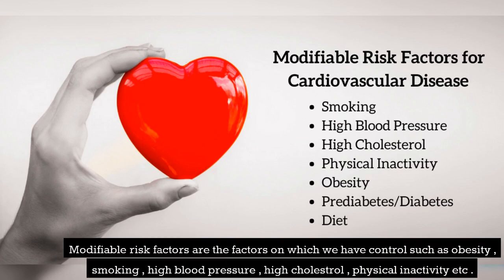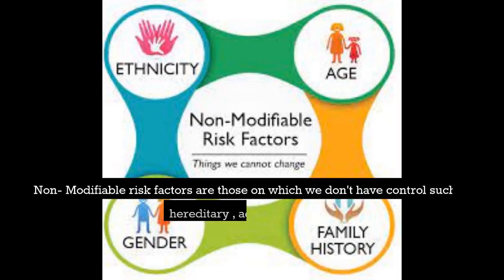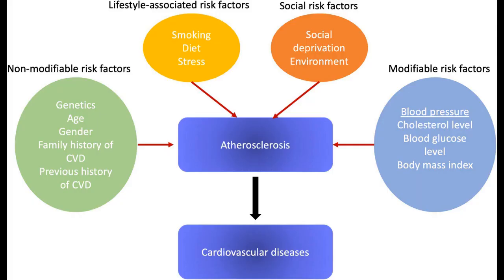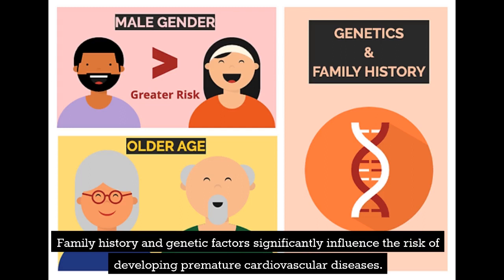Modifiable risk factors are the factors on which we have control, such as obesity, smoking, high blood pressure, high cholesterol, physical inactivity, etc. Non-modifiable risk factors are those on which we don't have control, such as heredity, age, gender, etc. Family history and genetic factors significantly influence the risk of developing premature cardiovascular diseases.